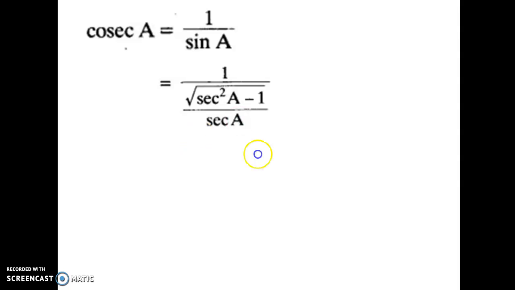Next you have to find out cosecant A. What is cosecant A? It is 1 by sin A. Just now we found out what sin A is, no? So you have to substitute that in the place of sin A. Now it will come like this: 1 by root of secant square A minus 1 by secant A. Now take this secant A to the numerator. So you will get secant A divided by root of secant square A minus 1.